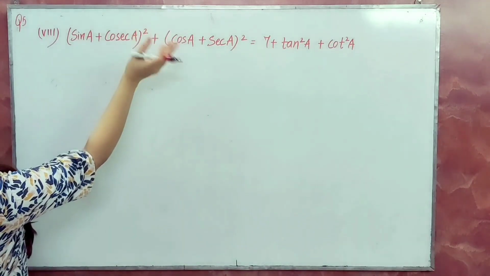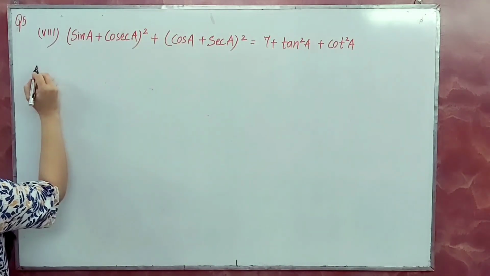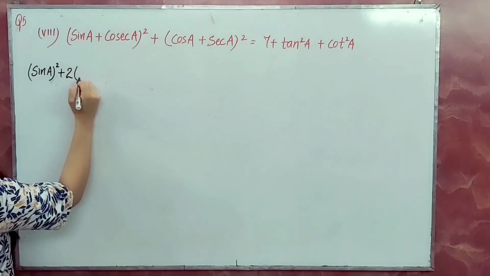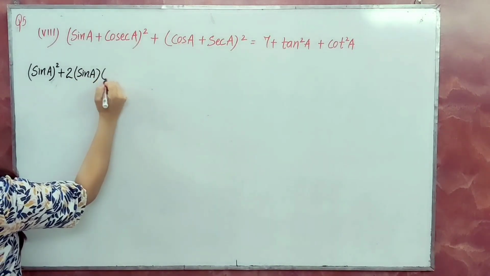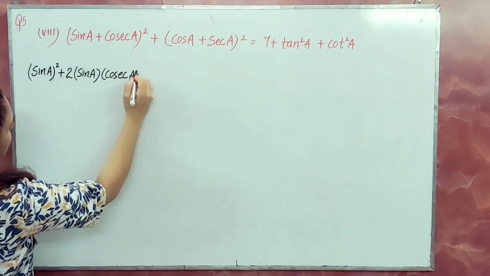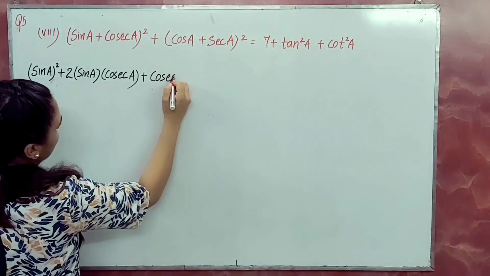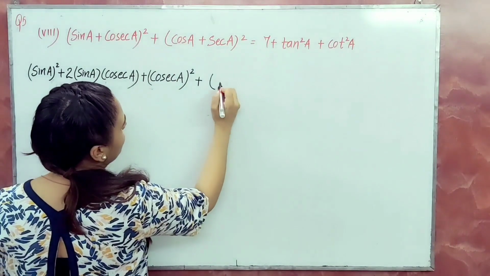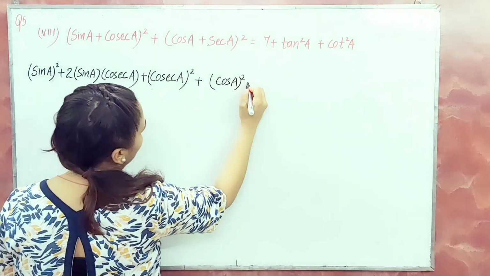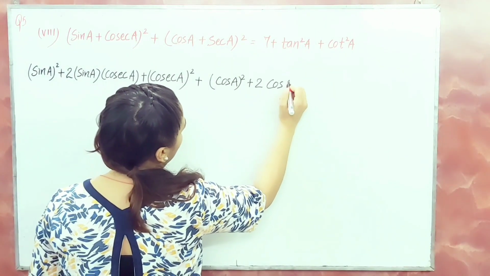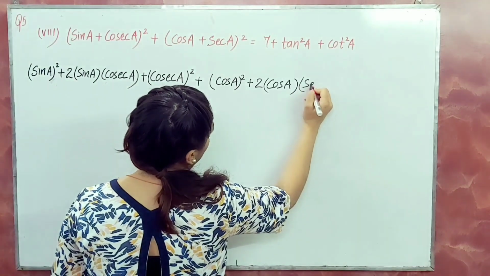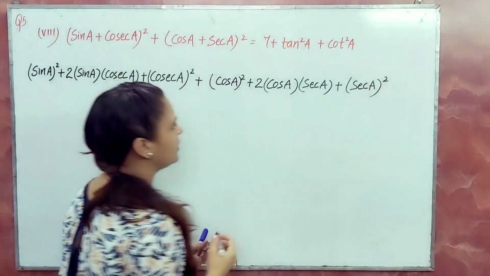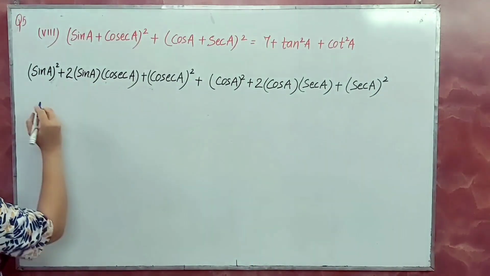(Sin A plus cosec A) whole square. So we are going to use the (A plus B) whole square formula. Sin A whole square plus 2 sin A cosec A plus cosec A whole square plus cos A whole square plus 2 cos A sec A plus sec A whole square. Now we will simplify this.